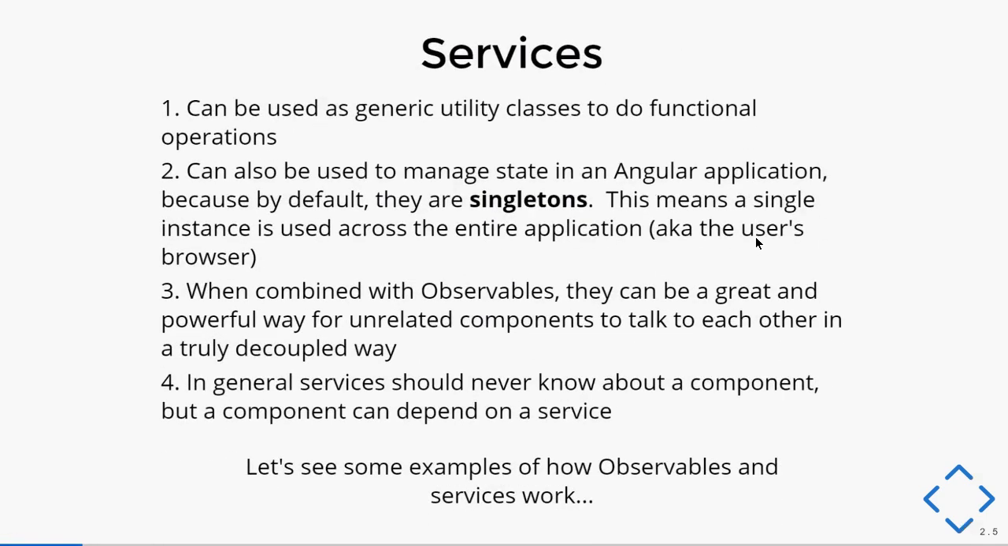So hold on to that concept for observables while we talk about services, and then we'll link the two concepts together. Services can be used for a very generic purpose. You have generic utility classes that do more functional operations, more heavy lifting things, like string parsing and extension method type stuff. But one thing that services can be used for is to manage state in an Angular application. In other words, when you want something to survive a route, or you want two components that are not in a parent-child relationship to be able to talk to each other, they can both depend on a service to hold that state.